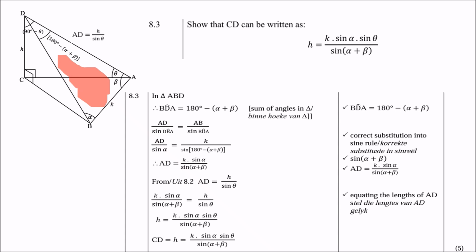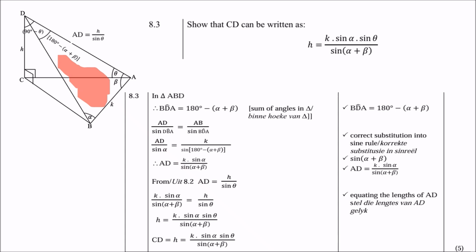But from the previous question, we also know that AD is H over sine theta. So therefore, we can equate the two now. K sine alpha over sine (alpha plus beta) equals H over sine of theta. Now we can cross multiply and make H the subject. So therefore, CD, which is H, is K times sine of alpha sine of theta over the sine of (alpha plus beta).